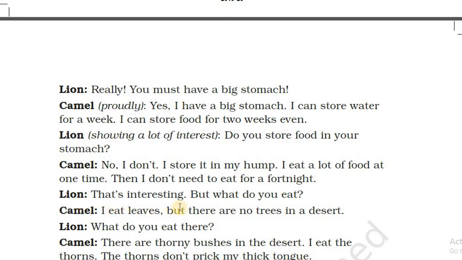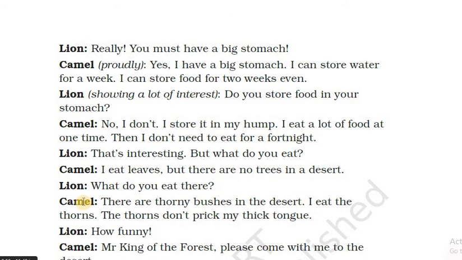Lion says, that's interesting. But what do you eat? Lion बोलता है कि ये सचमुच इंटरेस्टिंग है, but आप क्या खाते हो? Camel says, I eat leaves. But there are no trees in a desert. Camel बोल रहा है कि मैं leaves, that means पत्ते खाता हूँ. Trees के पत्ते होते हैं, right? But there are no trees in a desert. Desert में trees नहीं होते. Lion says, what do you eat there? Lion question करता है कि अगर desert में trees नहीं होते तो आप क्या खाते हो?